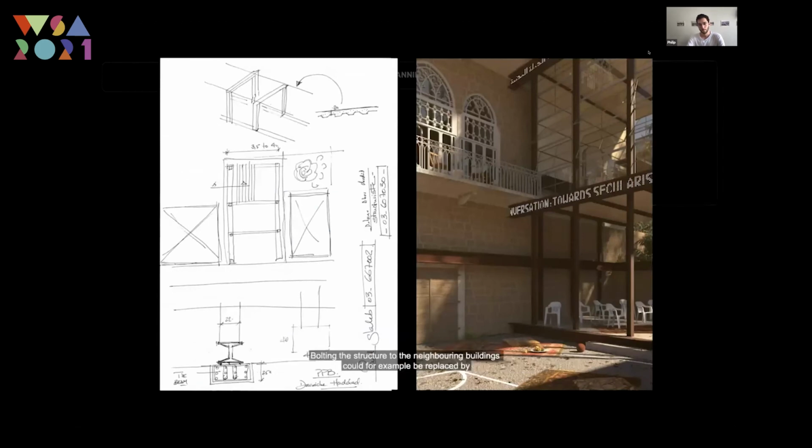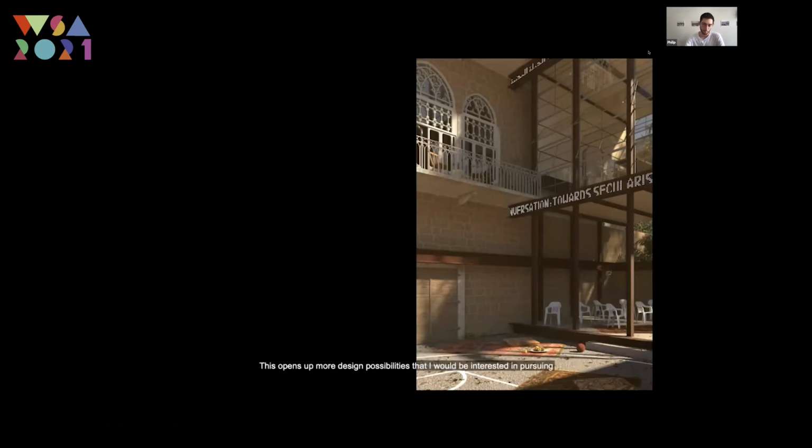Bolting the structure to the neighboring buildings could, for example, be replaced by bolting vertical beams onto prefabricated concrete beams simply placed on the ground. This opens up more design possibilities that I would be interested in pursuing and introduces the need for many more conversations to happen. So that was my project.